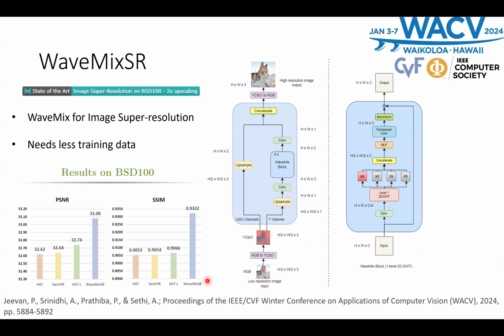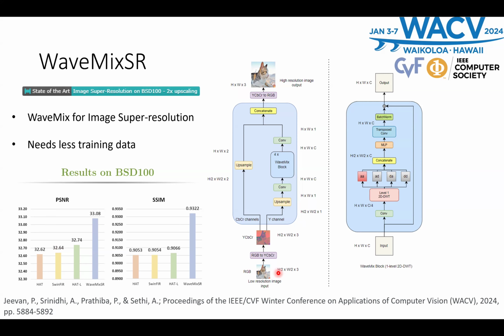After classification and segmentation, we thought about what other computational tasks this architecture could excel at. The first one we tried was image super resolution. In image super resolution, the current state of the art were all transformer based models. Compared to the previous state of the art, WaveMix SR gave very high performance, beating them by a large margin. And it did so without needing any pre-training. It was just trained on the BSD100 training dataset, and it still beat the other models which are pre-trained on much larger datasets like ImageNet.